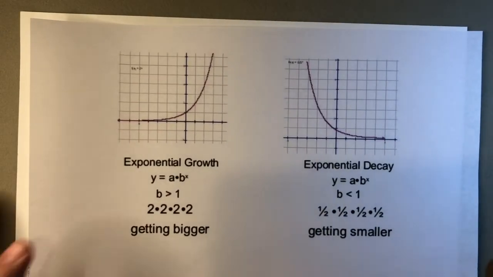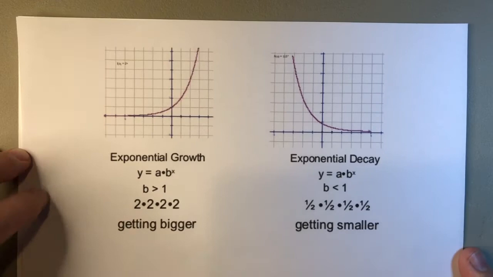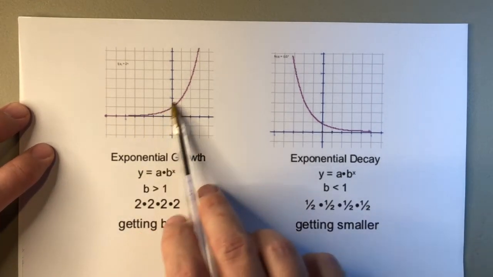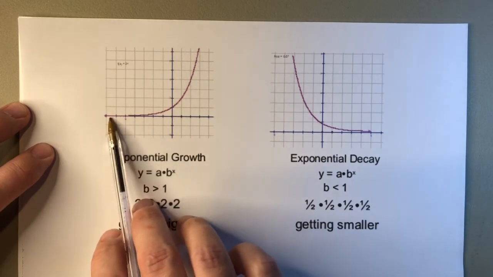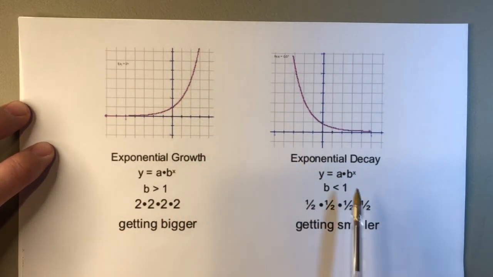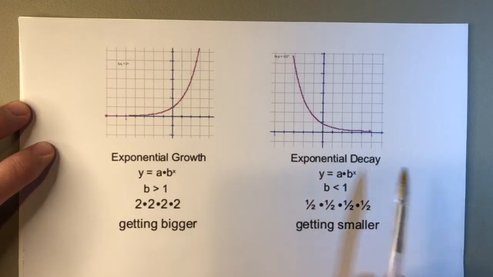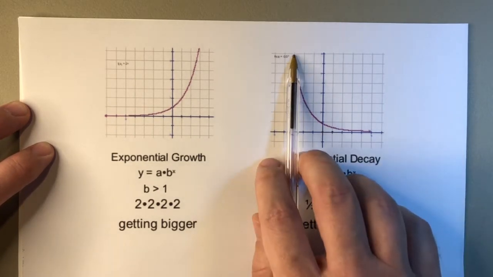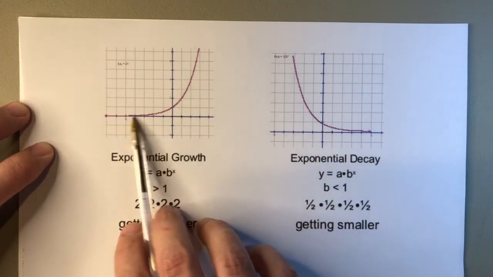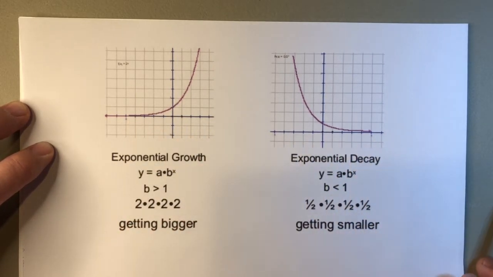Here are two graphs I created to show the two distinct types of exponential functions. You have what's called exponential growth, where, as you go from left to right, the function is increasing rapidly. And you also have an exponential decay model. They're both exponential functions, but this one, as you can see, decreases rapidly. Both of them have a horizontal asymptote at y equals 0, or the x-axis.